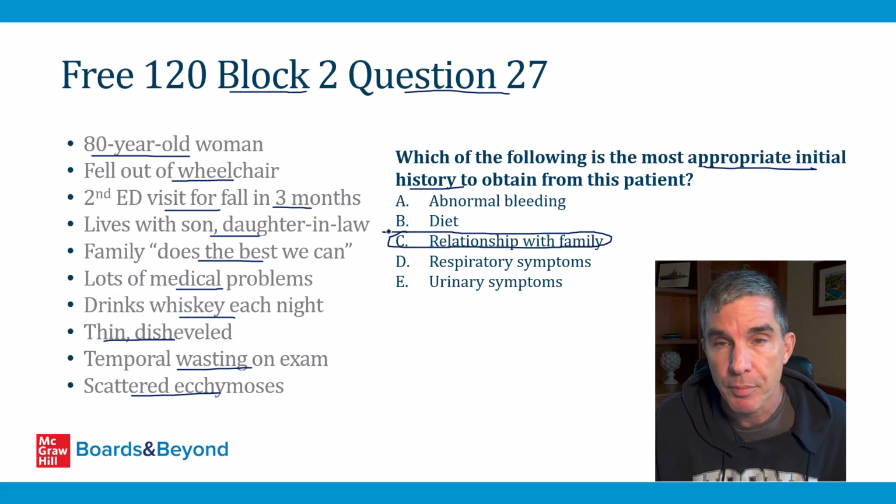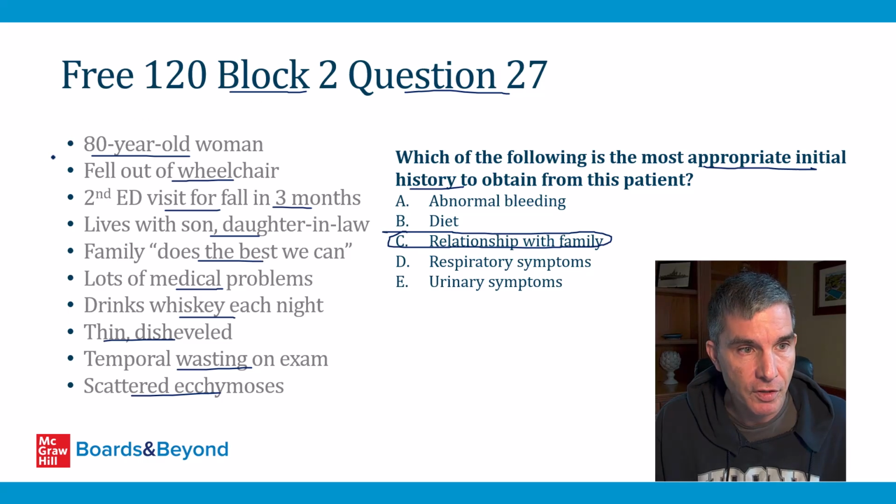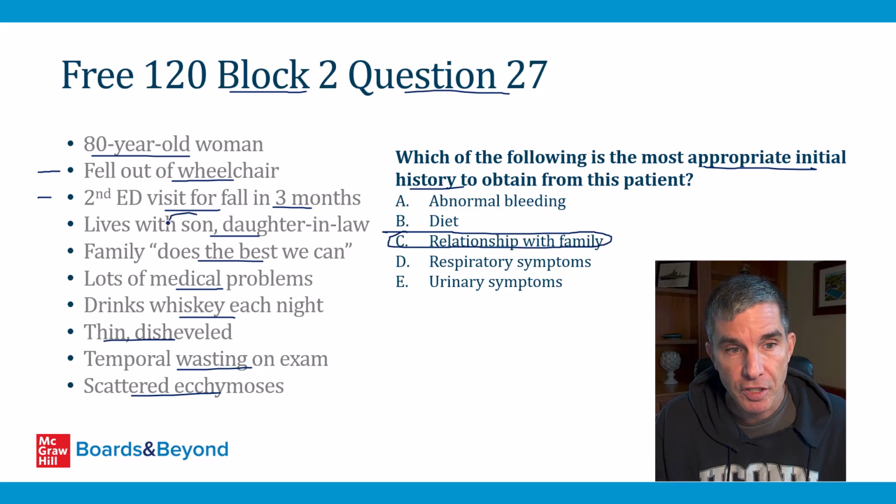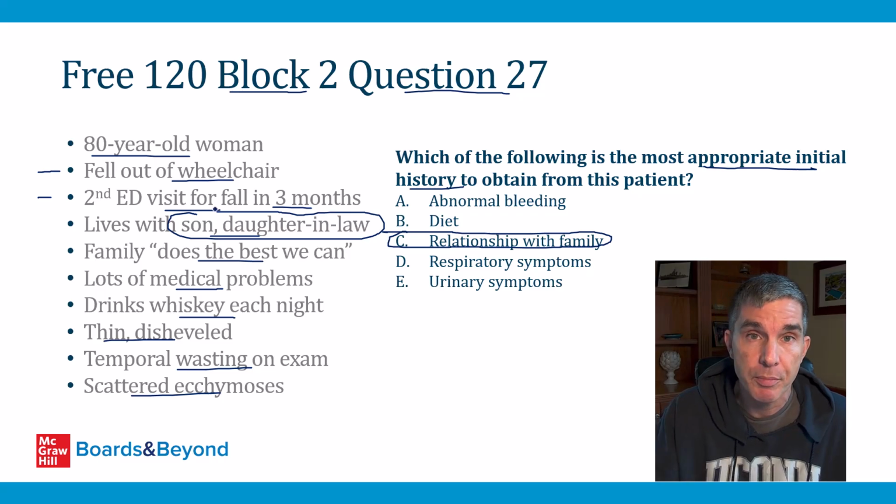So how do I know this is a picture of potential elder abuse? Well, first of all, it's an elderly woman who fell, and this is her second fall. So she's had a number of recent falls. Then they tell you that she lives with her son and daughter-in-law. And because she's in a wheelchair and she lives with family, she's dependent on those people.